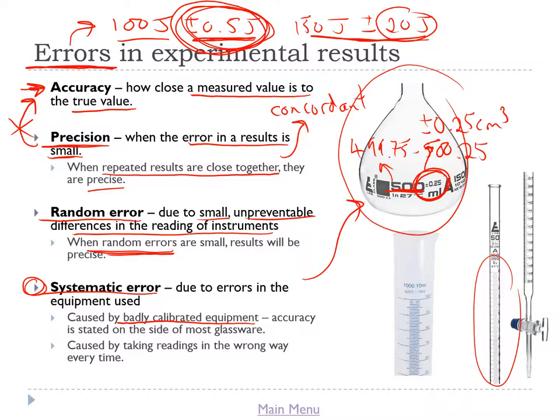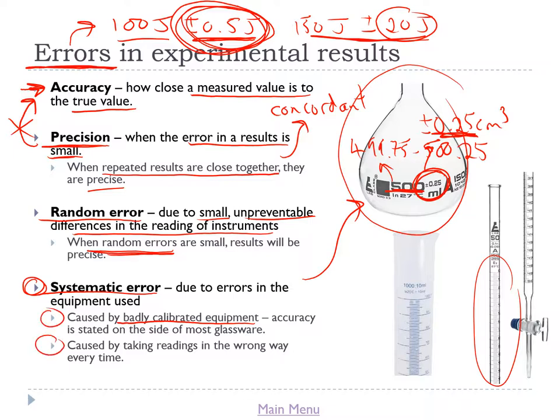Now, this is just down to small errors in the way it's manufactured. There's nothing you can do to make it exactly 500. There'll always be some error, but the more expensive the glassware, generally, the smaller the size of the systematic error, and the better calibrated it will be. So that is one source of systematic error.